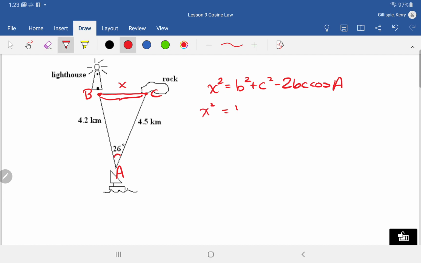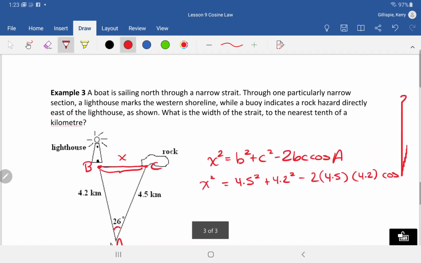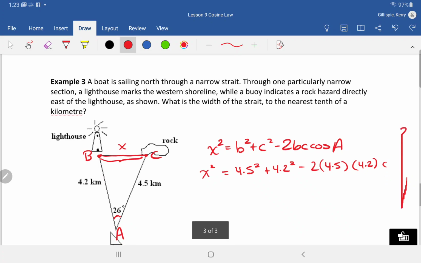So lowercase b is 4.5. Lowercase c is 4.2. Make sure you square those. That's part of the formula. Lowercase b again is 4.5. Lowercase c is 4.2. And make sure you multiply by the cos of the angle in between, which is 26 degrees.